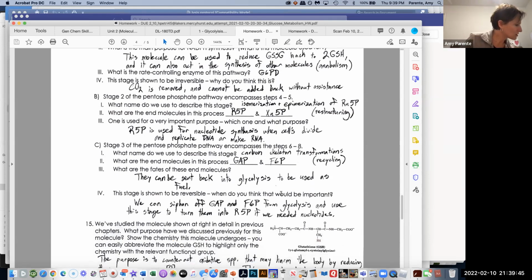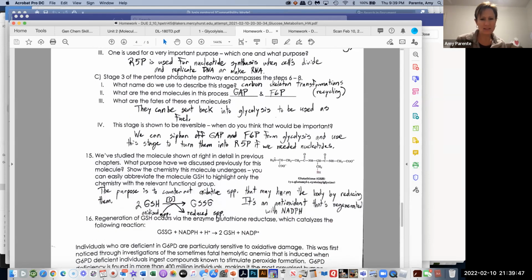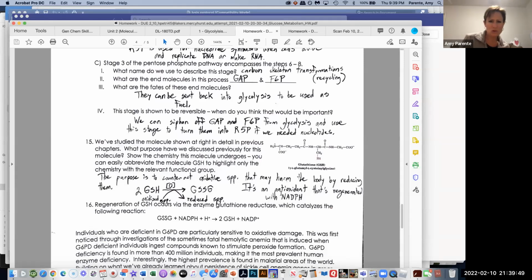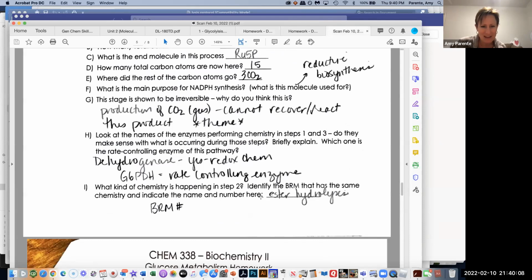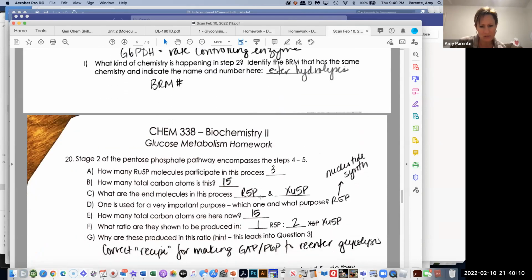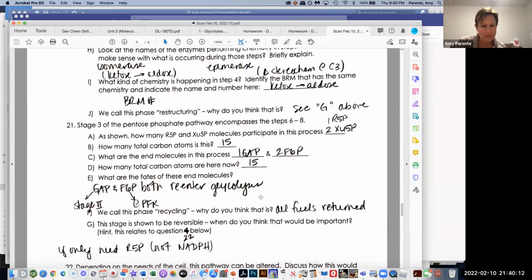Other questions? I think this was a question that you had, and we talked about this in class a good bit. We studied the molecules in detail in previous chapters. We've talked about glutathione a good bit. What purpose have we discussed previously? So the purpose of glutathione is to counteract oxidative species that may harm the body by reducing them. Actually, it should be oxidizing them. I'm going to go back to my key here, just in case. I'll post both of these so you can see both.